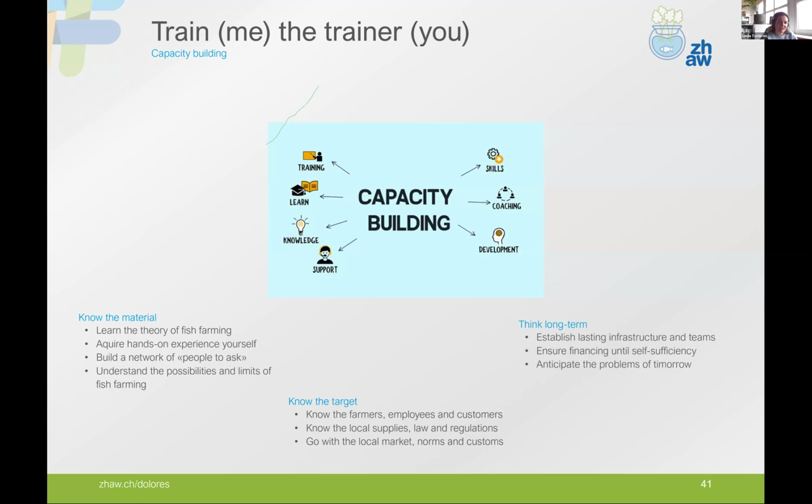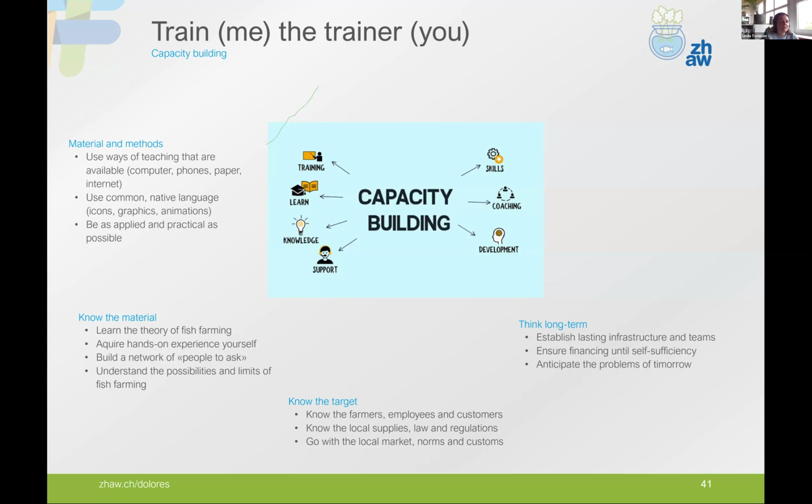Think long term. Please establish an infrastructure that is long lasting and teams that can handle the system and the fish over more than a year or two. And be aware that all the systems that you may build within such a project may need financing, and they need financing until they are self-sufficient. And always anticipate problems of not only today, but also tomorrow.